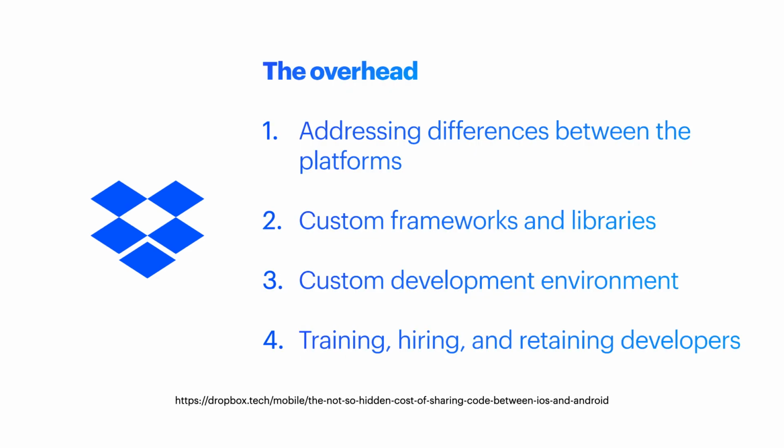In that article, they mentioned four different key overheads. With the C++ shared code, they had a lot of overhead addressing differences between the platforms. In order to address the differences, they had to work on a bunch of custom libraries and frameworks. On top of that, they had a custom development environment, a lot of training and hiring, and also work just to retain the developers.